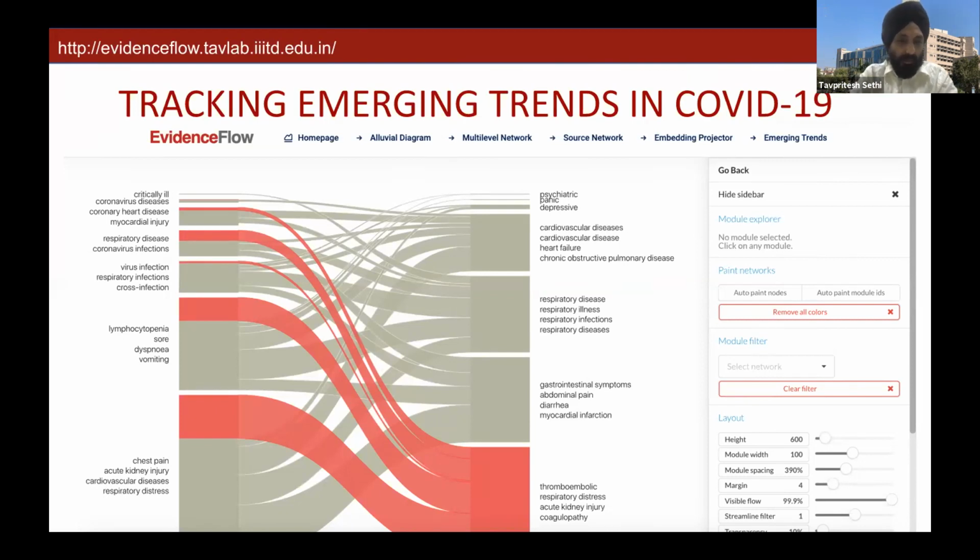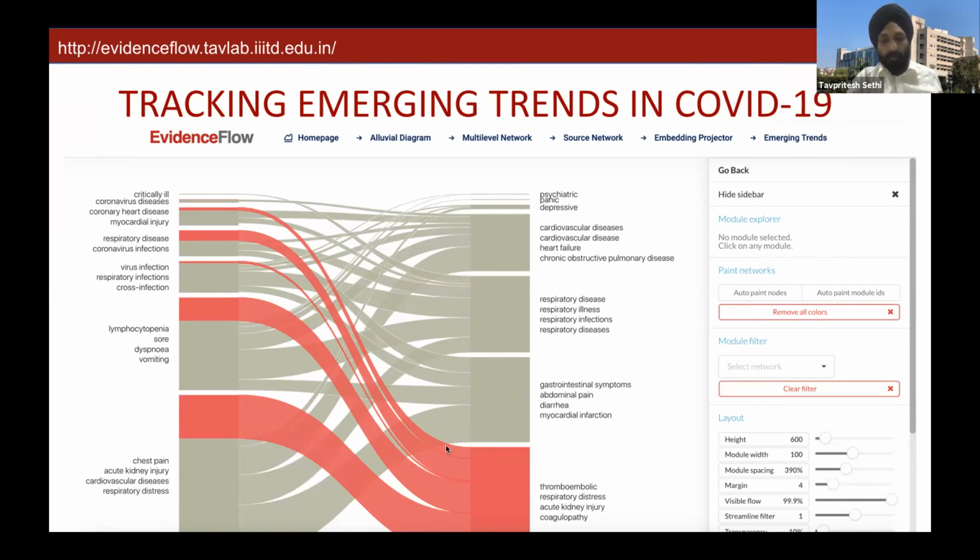emerged. Each streamline here is a cluster in that network, a community in that network. And a community that stays and gathers weight, gathers momentum, becomes more important, or sinks down. And we see that early in August 2020, it was quite clear that COVID is not just a respiratory disease. There are thromboembolic complications, coagulopathies, which were captured in this evidence flow architecture.